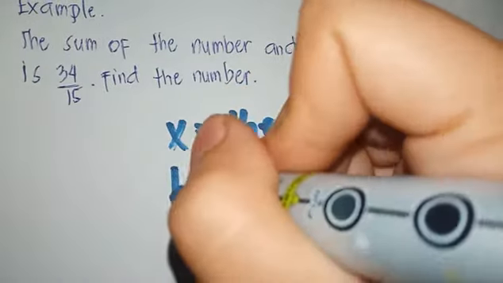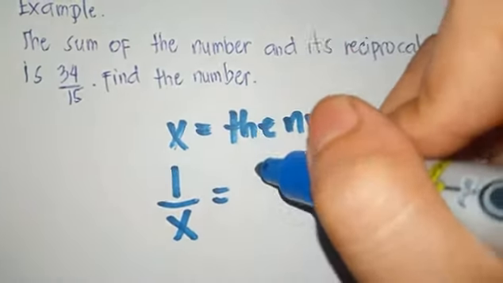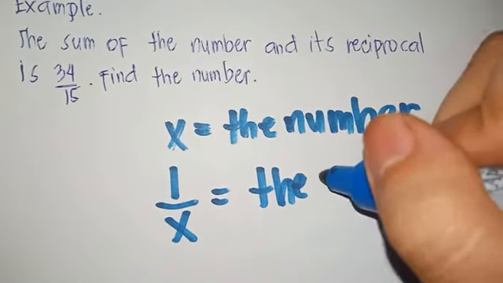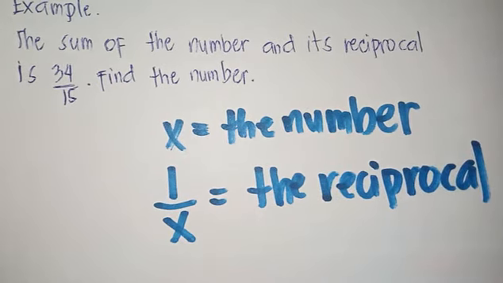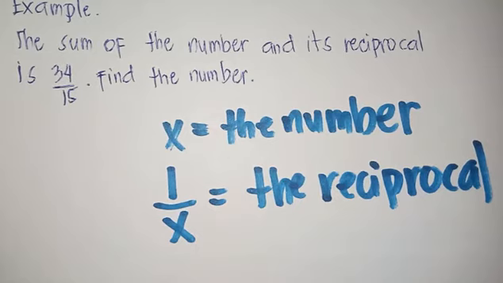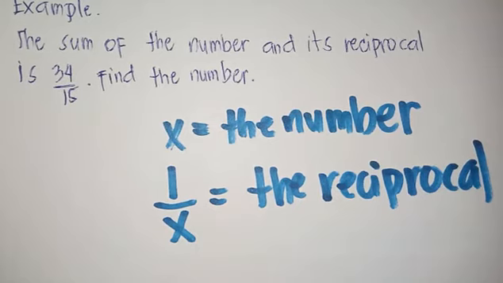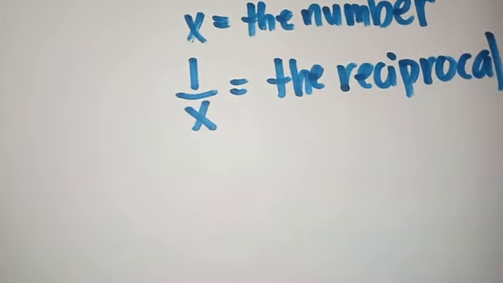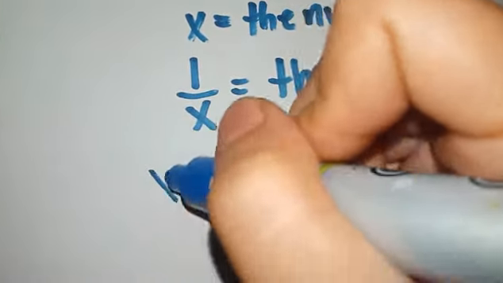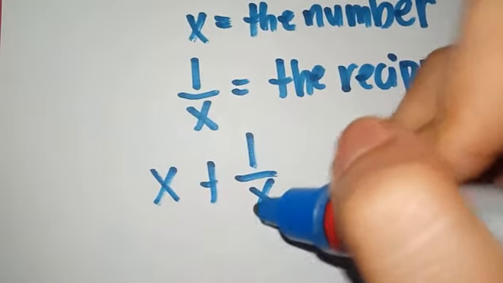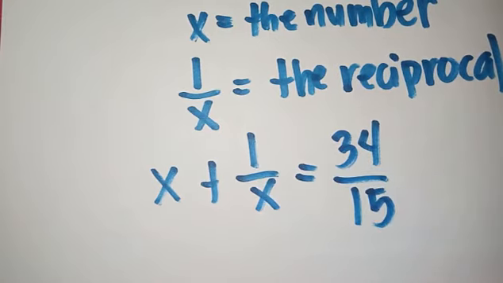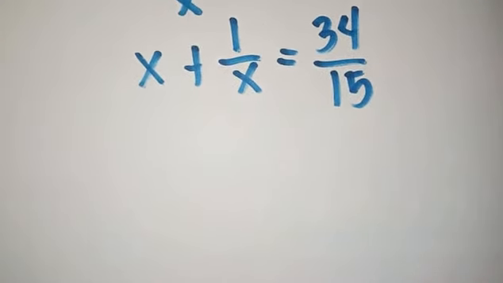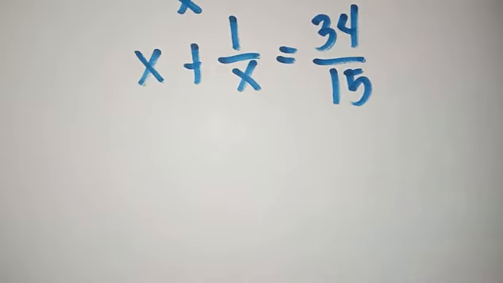Then, we have 1 over x, which is the reciprocal of the number. Since sinabi dito na the sum of the number and its reciprocal is 34 over 15, ibig sabihin yung ating magiging equation ay we have x plus 1 over x is equal to 34 over 15. Okay, so meron na tayong equation na ganyan. So ngayon, pwede na natin siyang i-solve.